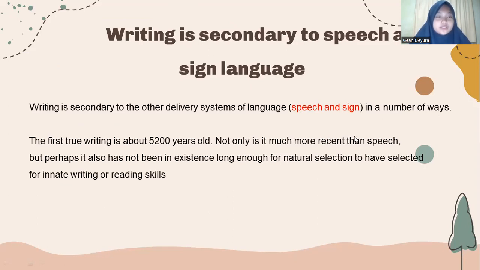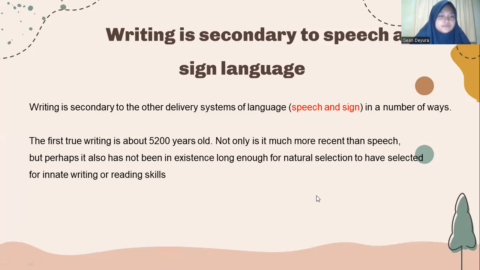About 200,000 years ago, people were speaking in ways similar to today. The first true writing is about 5,200 years old. Not only is it much more recent than speech, but perhaps it also has not been in existence long enough for natural selection to have selected for innate writing or reading skills. In addition, writing is secondary to speech in that everyone acquires speech naturally and quickly.